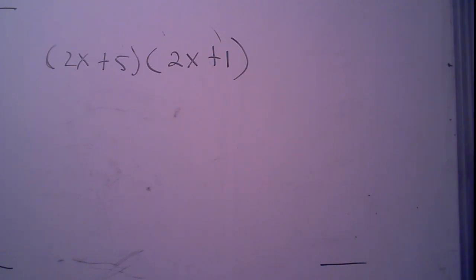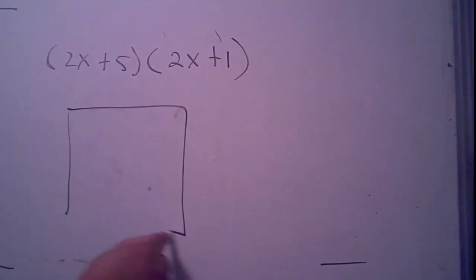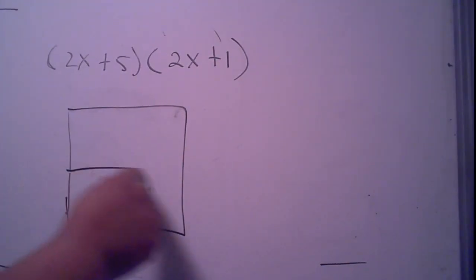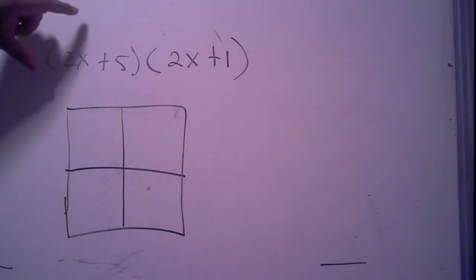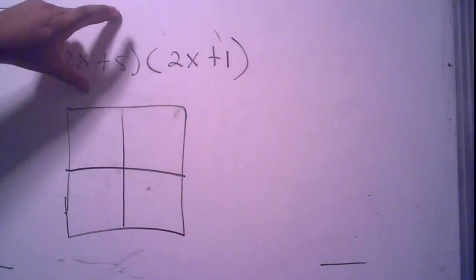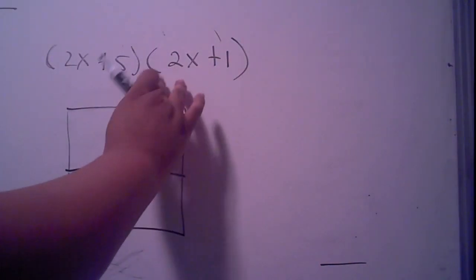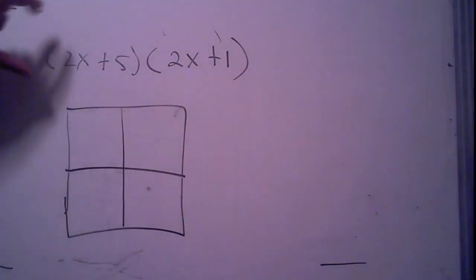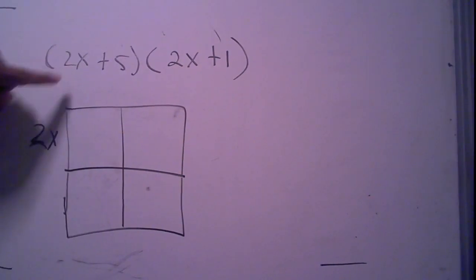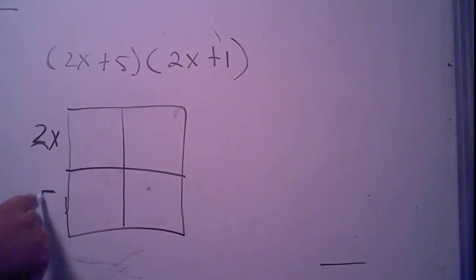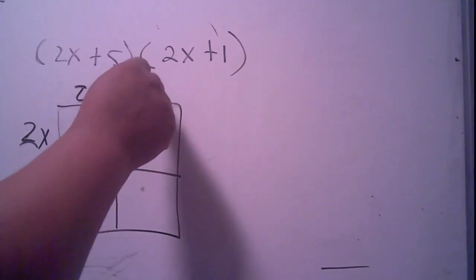So the first step to do this type of problem is to draw a square. We draw 4 boxes of equal size, and we put each term, the left parenthesis on the left side, and the right parenthesis on top. So we take each term and write it next to a box. So 2x goes here, 5 goes here, 2x goes here, and then 1 goes here.